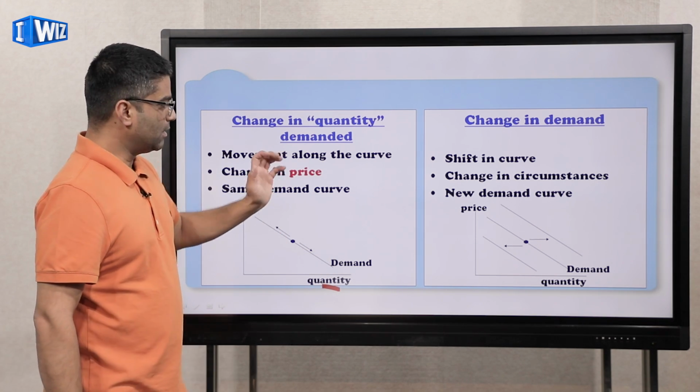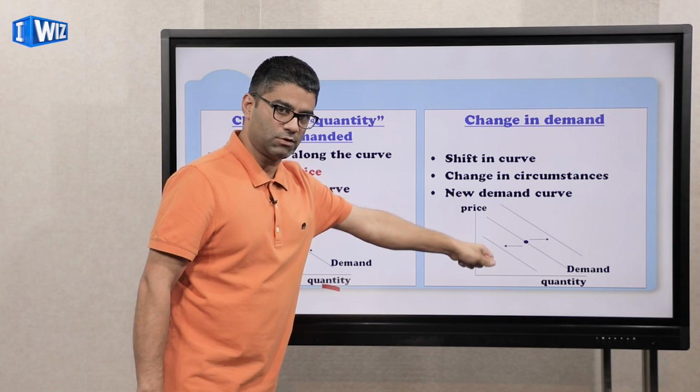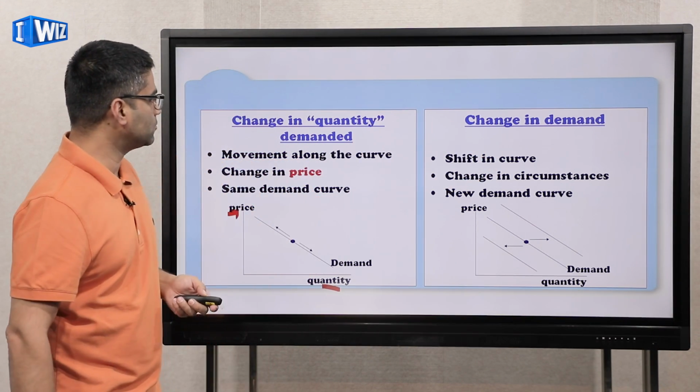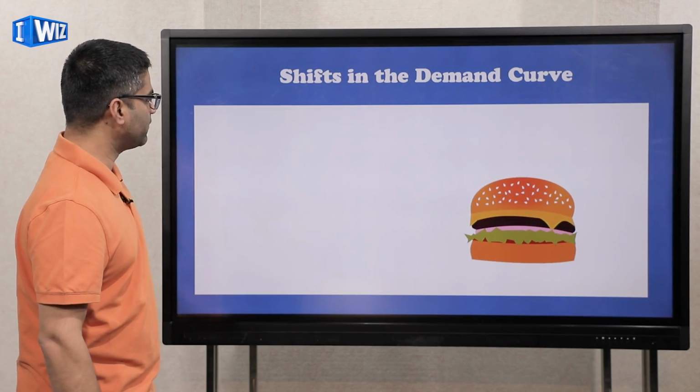You never move the curve. If there is anything other than the price of the good that's changing, then you have to move the demand curve. So just remember that. That's an important thing to know. So let's stick with the example of burgers.